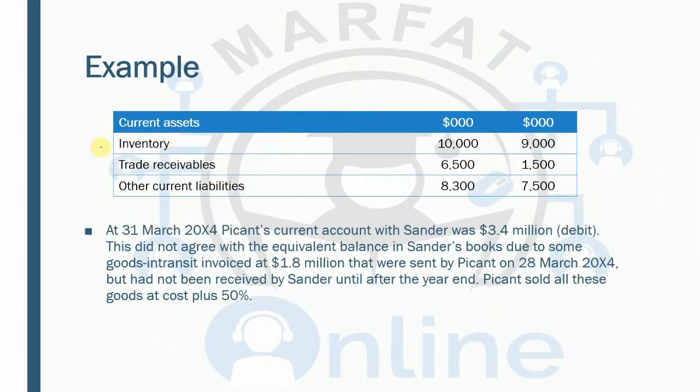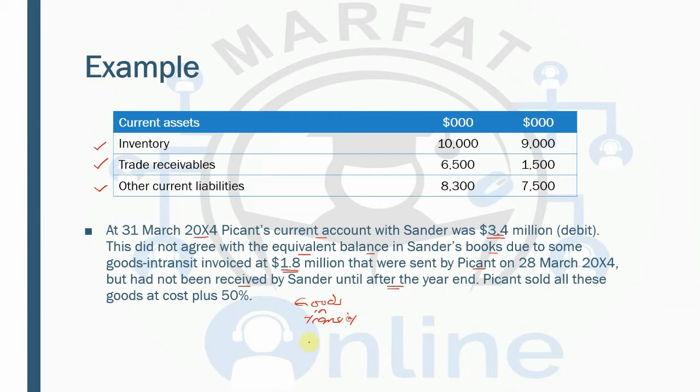So we have in the current assets inventory, trade receivables, and other current liabilities. At 31st March 2004, Pecant's current account with Sender was 3.4 million. This is the intragroup balance. This did not agree with the equivalent balance in the Sender's books due to some goods in transit of 1.8 million that were sent by Pecant but had not been received by Sender until after the year end. So this is the goods in transit.